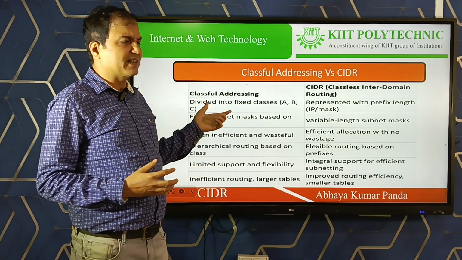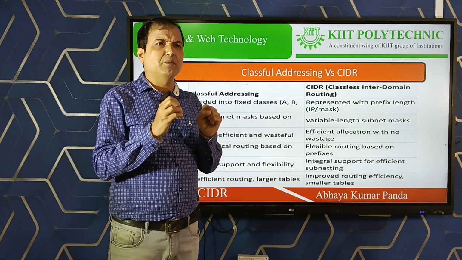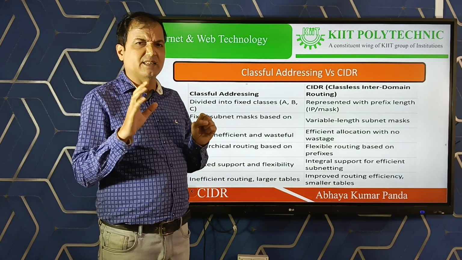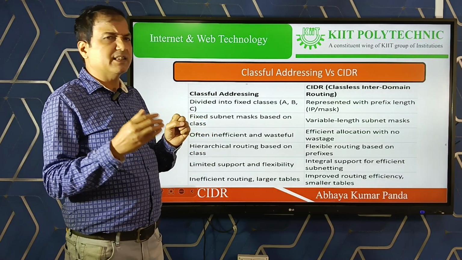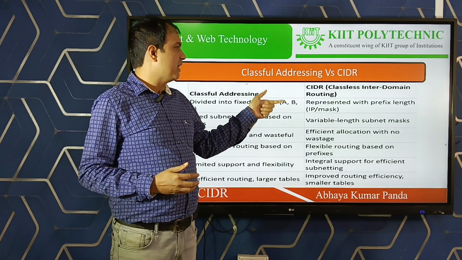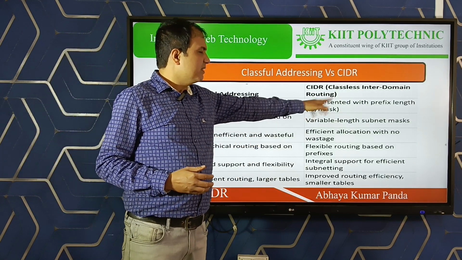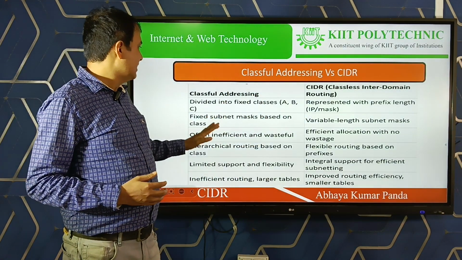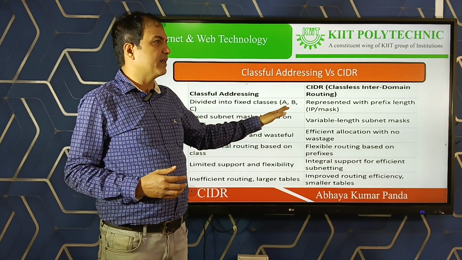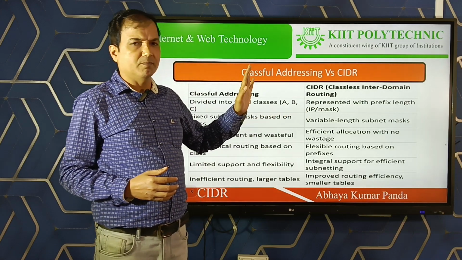In classful addressing, the IP addresses are divided into 5 classes. Broadly, A, B and C classes are generally used, and the rest, D and E, are for special use. But in CIDR, we represent addresses with a prefix length, IP address/mask. Classful addressing uses a fixed subnet mask based on class, whereas here we are using a variable length subnet mask, VLSM.